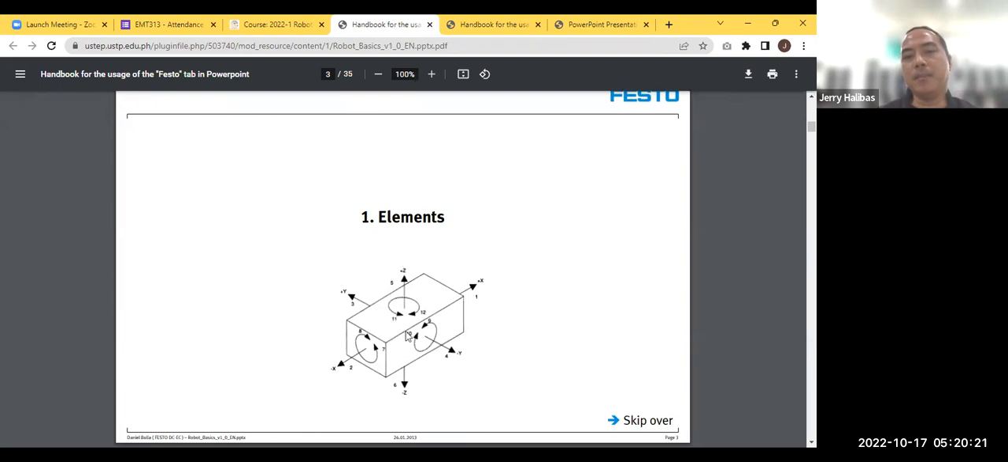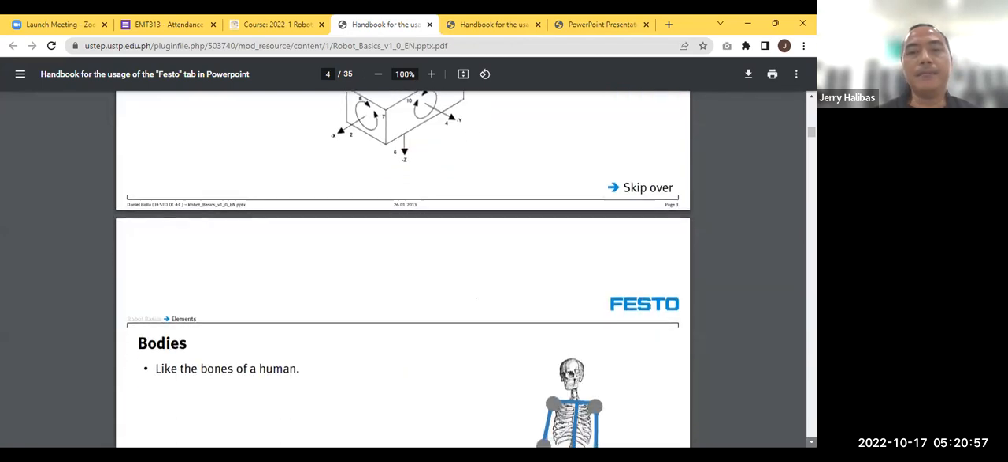Z plus is orthogonal to the plane, then Z minus as well. Then we have Y plus, Y minus, then X minus to X plus. So it's a 3D Cartesian coordinate system. Then there is also rotation along its axis, let's say Z, or rotation along its X or Y. Okay? So that is the coordinate system in an element.